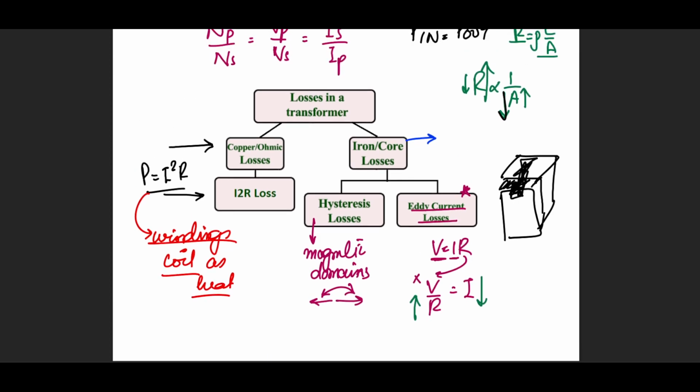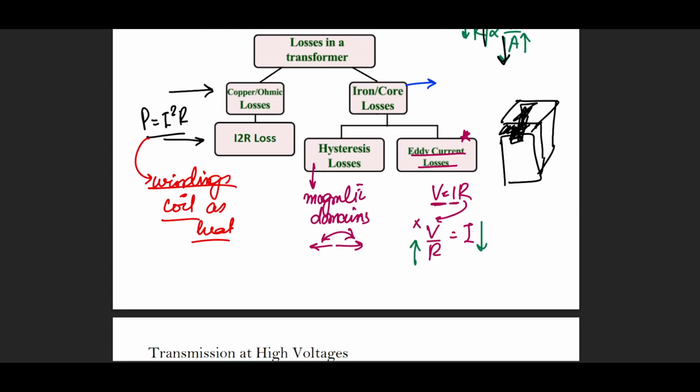So I have reduced the cross-sectional area by making them into thin slices, increasing the resistance. I have no control over the voltage induced EMF, but I have control over the resistance, so the eddy currents will reduce, the transformer losses will reduce, and the efficiency of the system will improve.